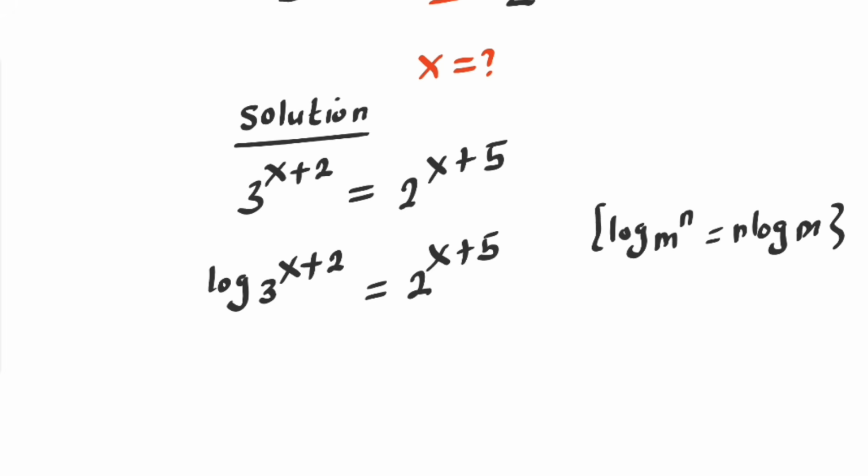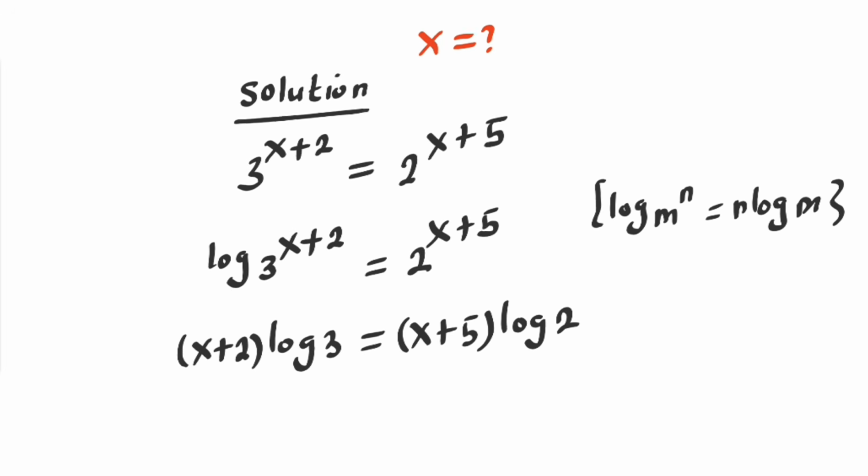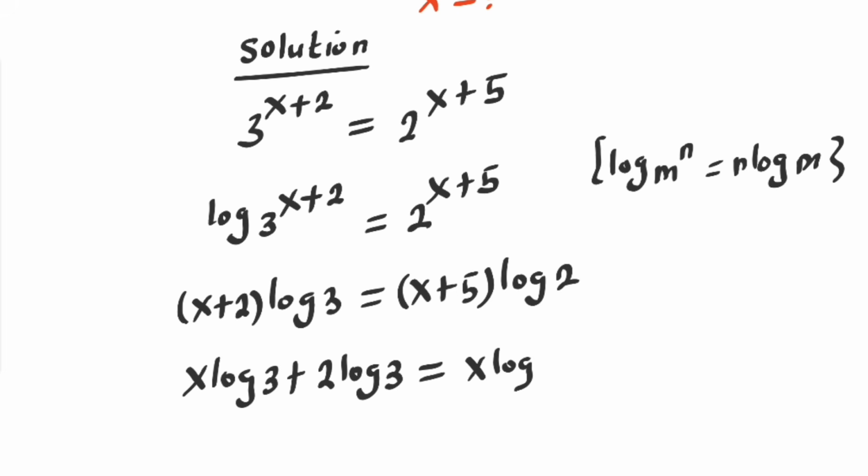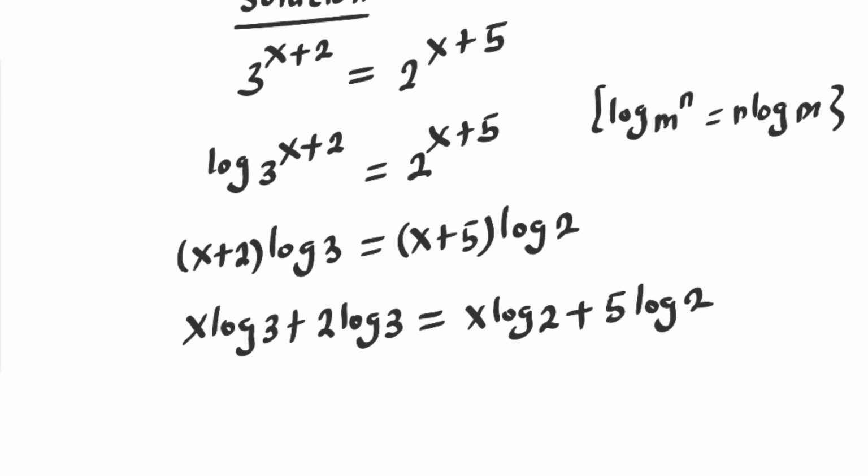This can be written as x plus 2 bracket log 3 is equal to x plus 5 bracket log 2. Let us open the bracket. x multiplied by log 3, this is x log 3, plus 2 multiplied by log 3, this is 2 log 3, is equal to x multiplied by log 2, x log 2, plus 5 multiplied by log 2, 5 log 2.